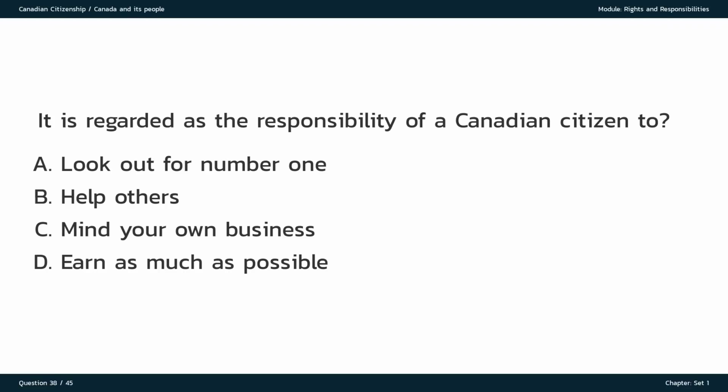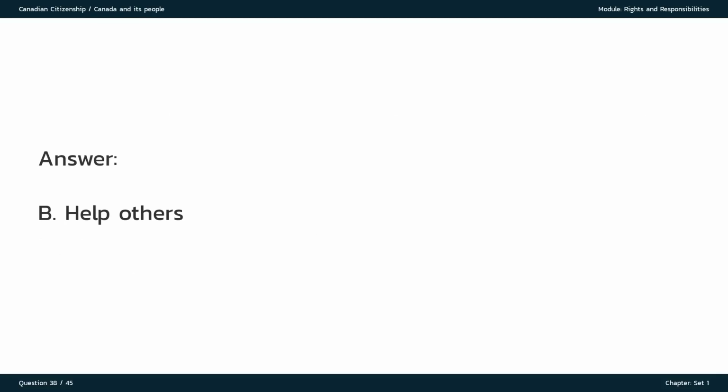It is regarded as the responsibility of a Canadian citizen to A. Look out for number 1. B. Help others. C. Mind your own business. D. Earn as much as possible. The answer is B. Help others.